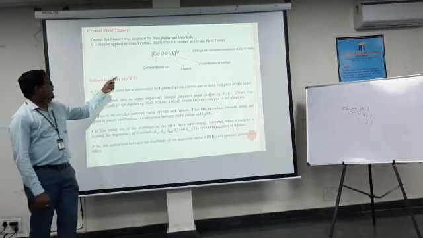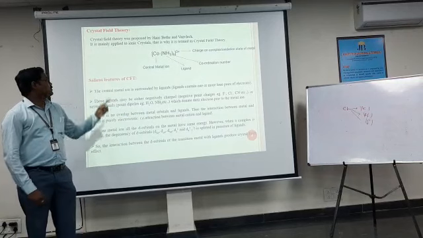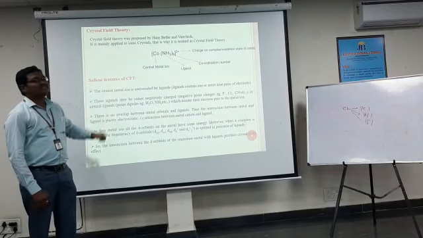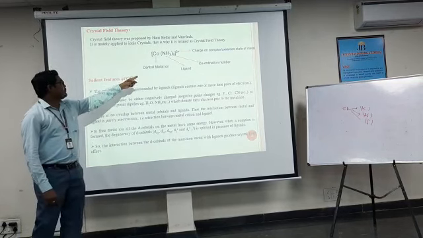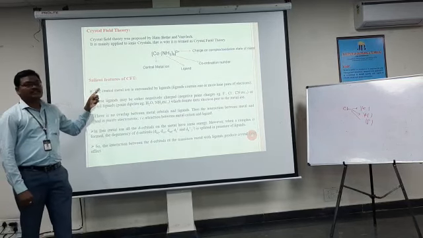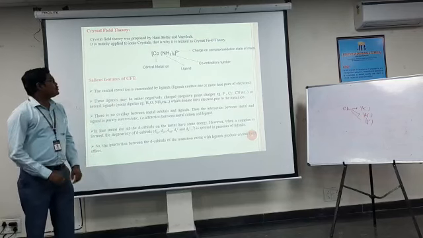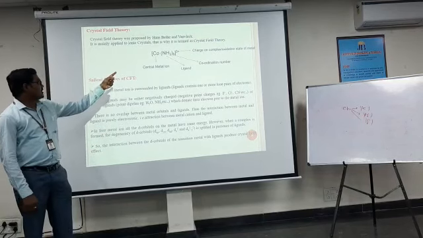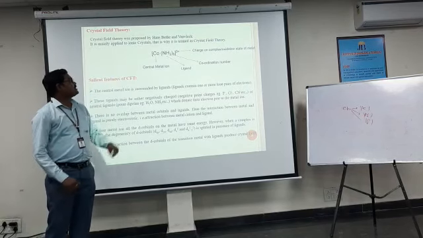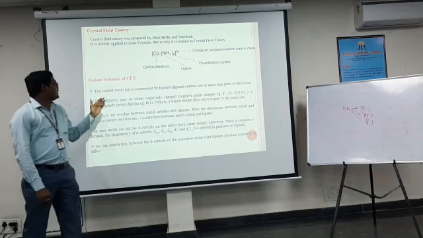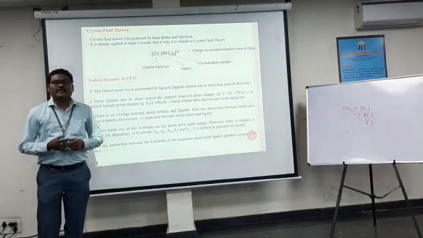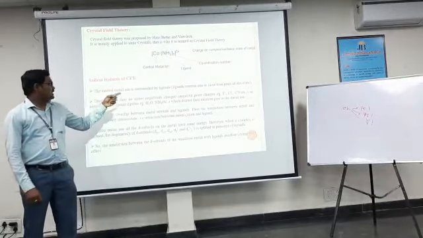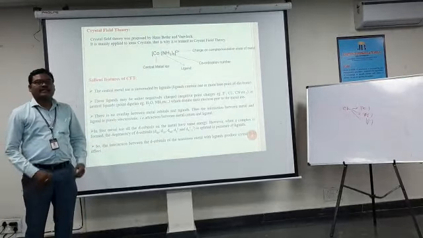See here, this is one example of a complex compound: hexaamminecobalt(III) ion. Here cobalt is the central metal ion, NH3 is the ligand, the number 6 is the coordination number, and the 3 plus is the charge on the complex. What are the salient features of CFT? The central metal ion is surrounded by ligands. Ligands contain one or more lone pairs of electrons.